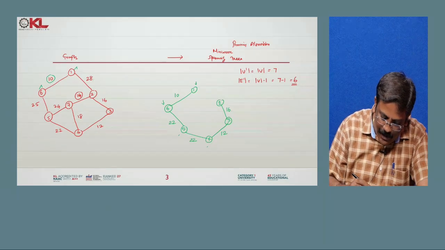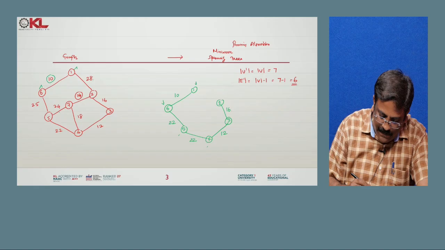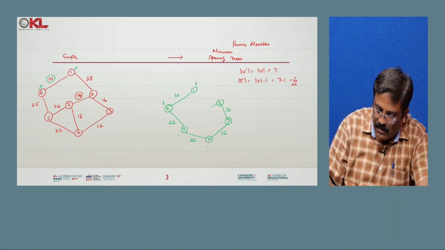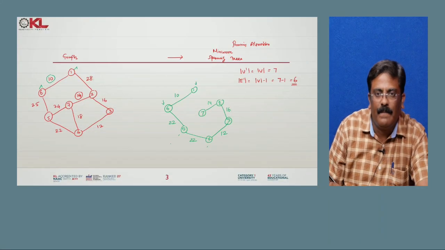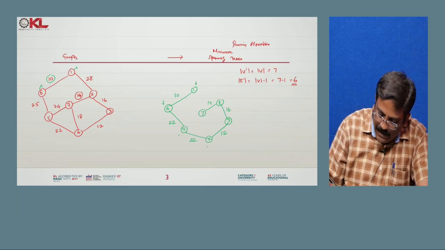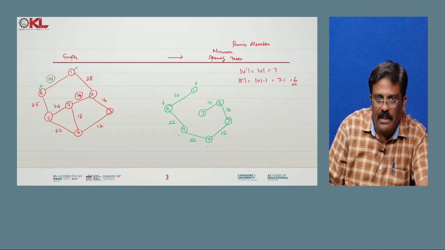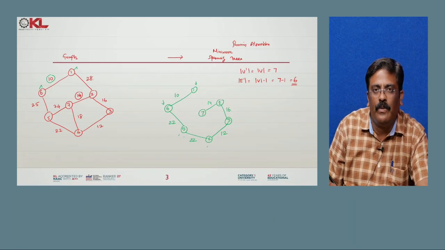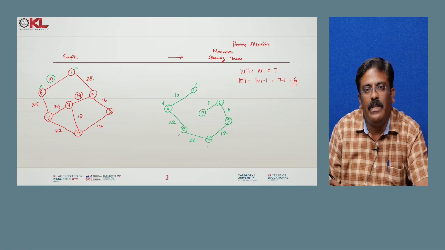And 5 to 7 is possible, that is 24, which is very high, and 4 to 7 is possible, which is 18, also very high, and 2 to 7 is possible, that is 14, the least weight, so we can go for 2 to 7. So 2 to 7 is 14. Now 5 to 7 we can close because it will form a loop, and 7 to 4 we can close, it will also form a loop, and 1 to 2 we can close, it also forms a loop. So there is no further movement using Prim's algorithm.